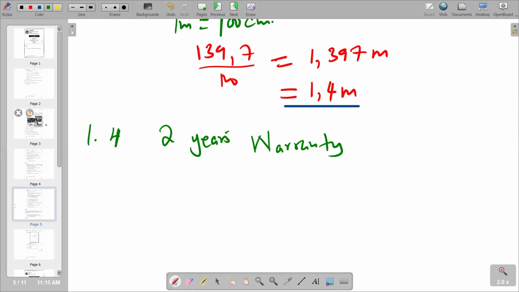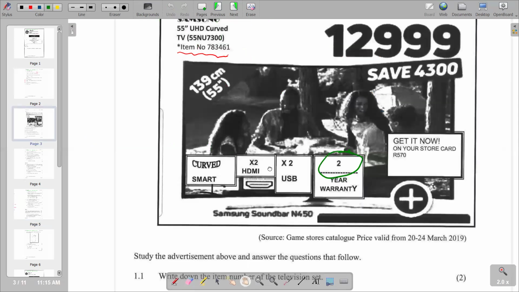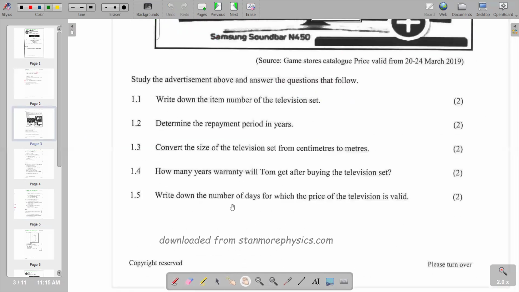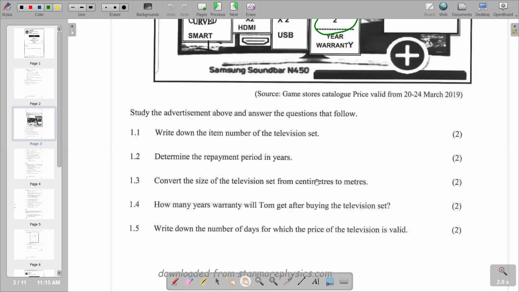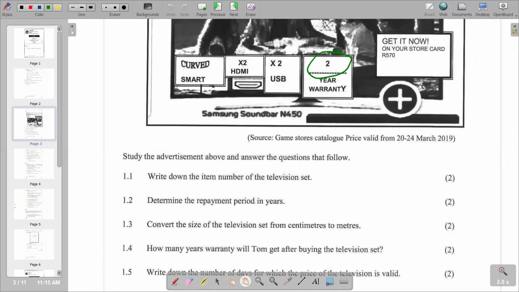Then we move on to the next question. Our next question reads, write down the number of days for which the price of the television is valid. If you try to refer back to beneath the picture that we are given, it reads Game Store's catalog price valid from 20 to 24 March 2019. So of course, from 20 to 24, how many days do we have? So we are going to calculate it.